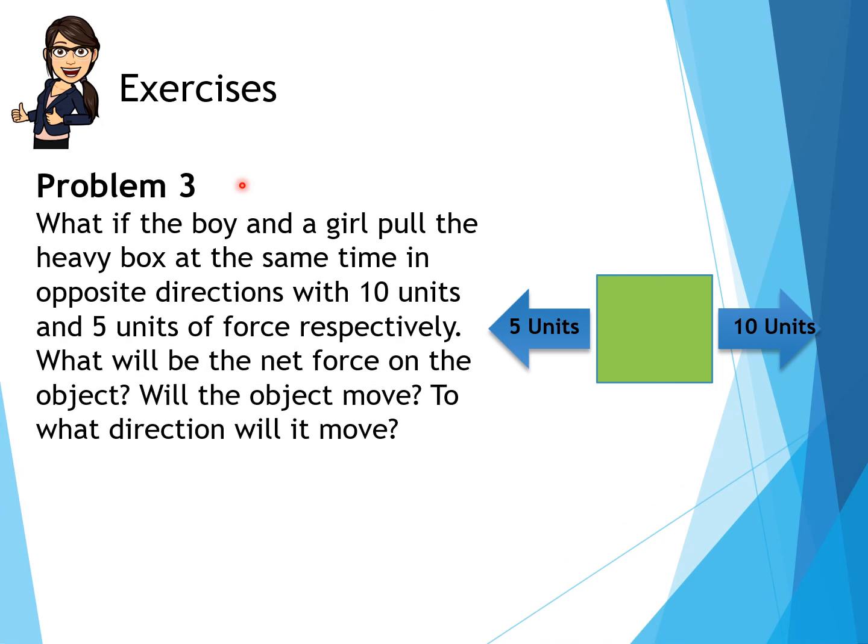Problem number 3. What if the boy and the girl pull the heavy box at the same time in opposite directions with 10 units and 5 units of force respectively? What will be the net force on the object? Will the object move? To what direction will it move? Again, we have 5 units in one direction and another 10 units in the opposite direction. You have the time to answer.